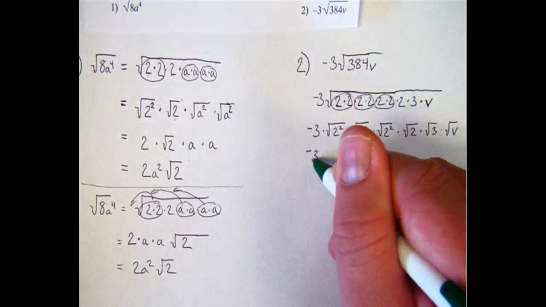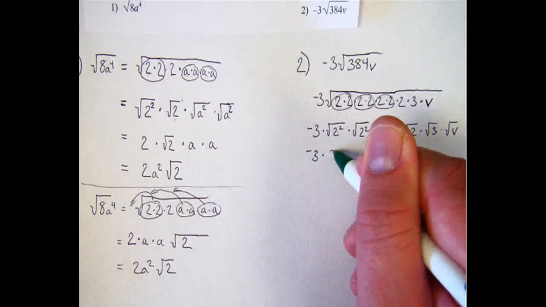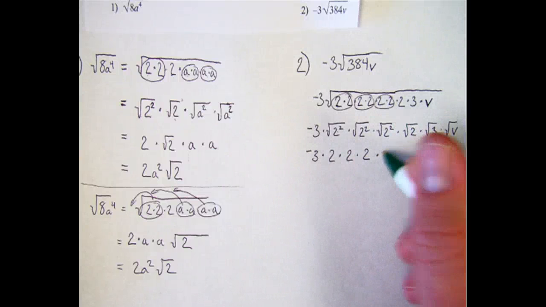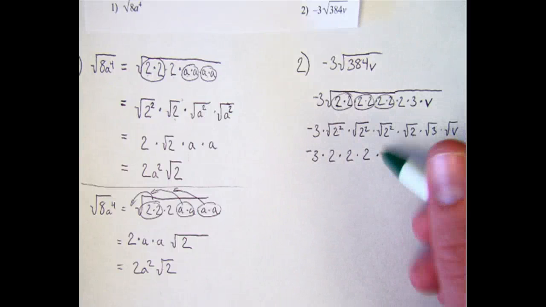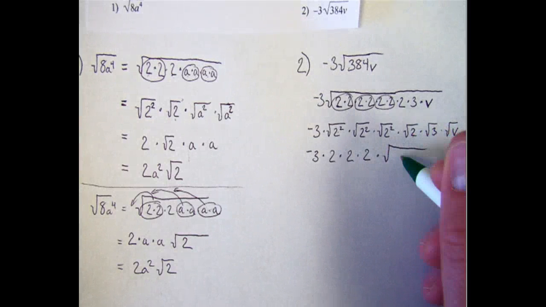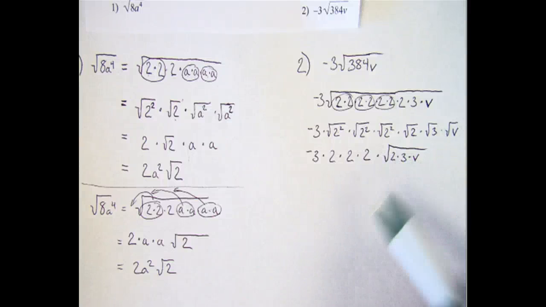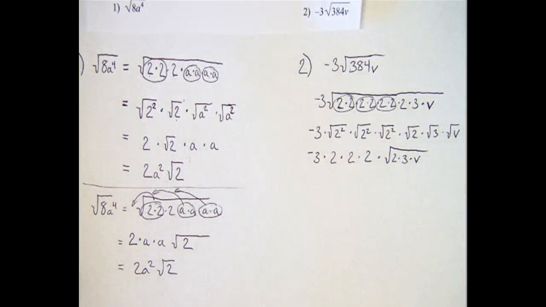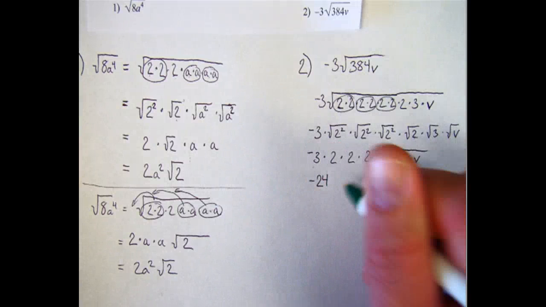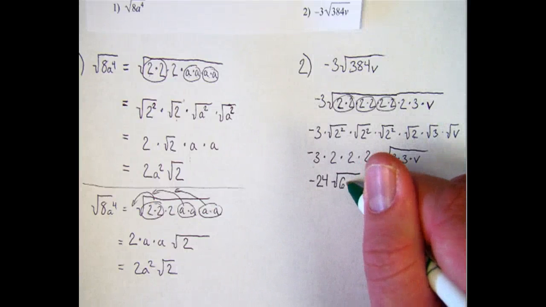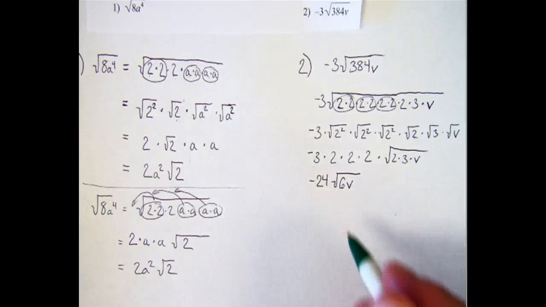So now let's simplify. We have negative 3 times, well, this can be simplified. That's 2. That can be simplified into a 2, and that as well. And now for this stuff, we can't simplify any of that. So when you're multiplying these, that's the same as saying 2 times 3 times v, all under one radical. And now I can take negative 3 times 2, which is negative 6, times 2 again, which is negative 12, times 2 again, which is negative 24, times the square root of, and inside here we have 2 times 3 times v, which is 6v. And so there's my answer.